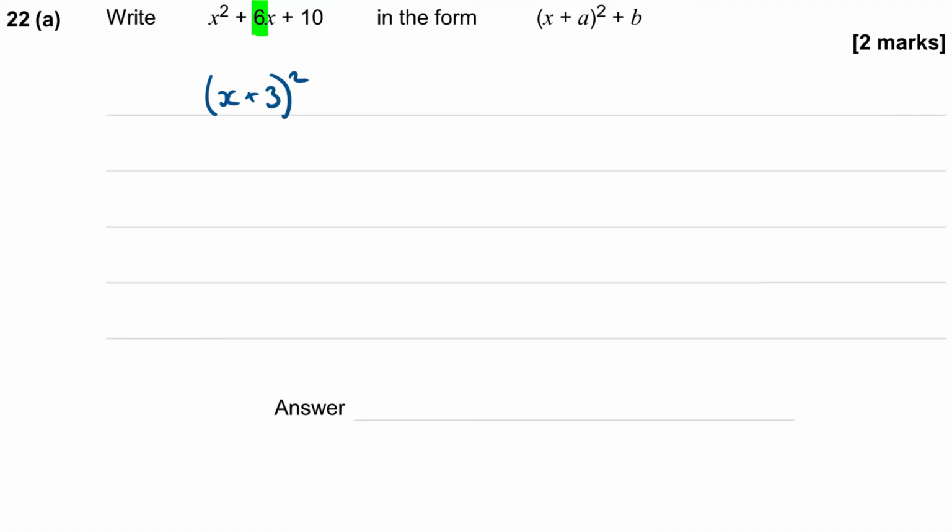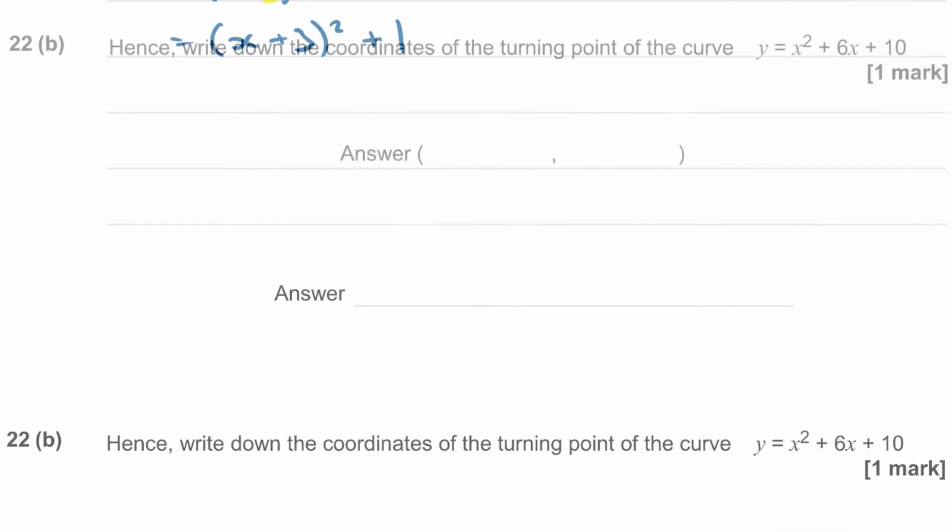I then need to take off a square of this number here, otherwise they won't actually be equivalent. So that'd be minus 3 squared, which is 9. And then I've got the plus 10 to add on, because I haven't dealt with that yet. So I get x plus 3 all squared minus 9 plus 10 is plus 1. Okay, so our value of A is 3 and our value of B is 1.